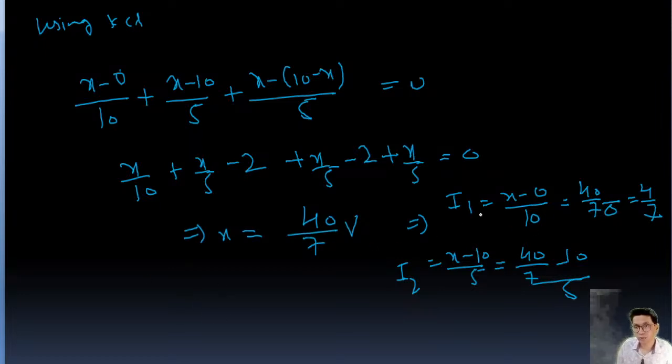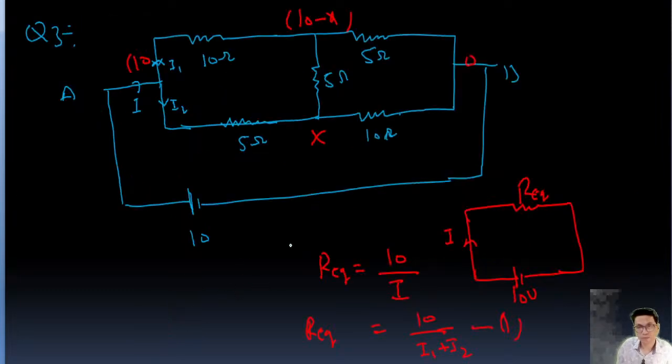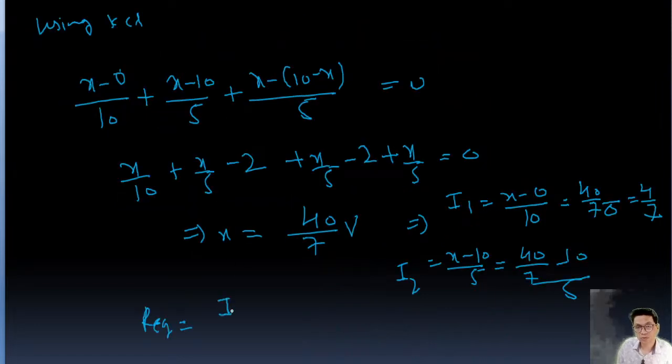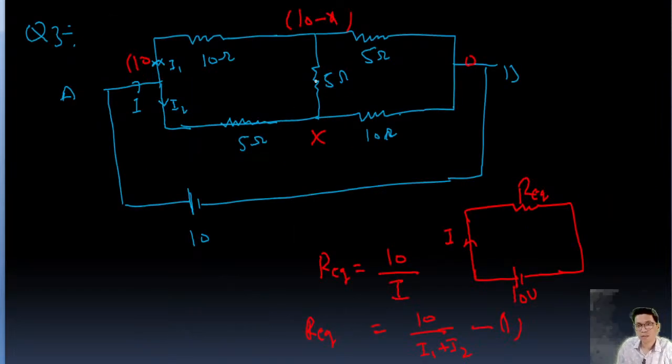So now what we are going to do is a simple calculation. The value of R equivalent is going to be very simple, that is 10 upon I1 plus I2. These are the values of I1, I2. If you put it, this value is going to be 7 ohm, guys. You can calculate it, very simple calculation. So this is how we solve it, which by nodal analysis we can easily solve.